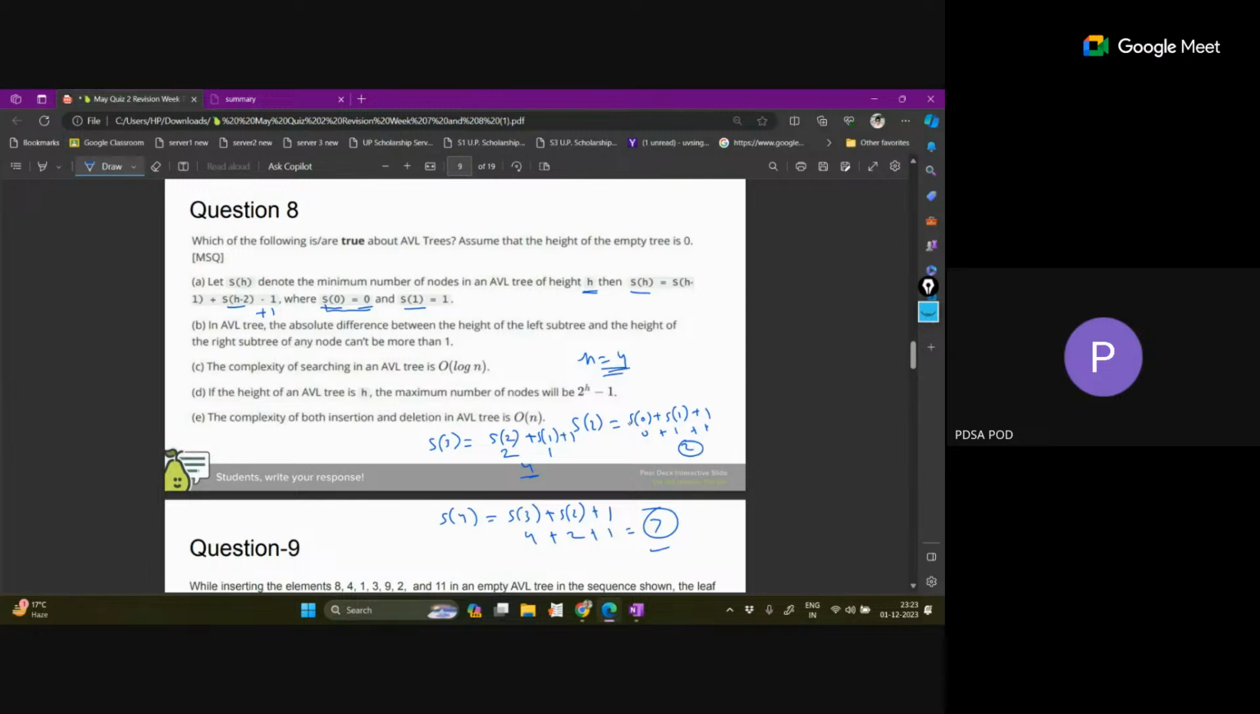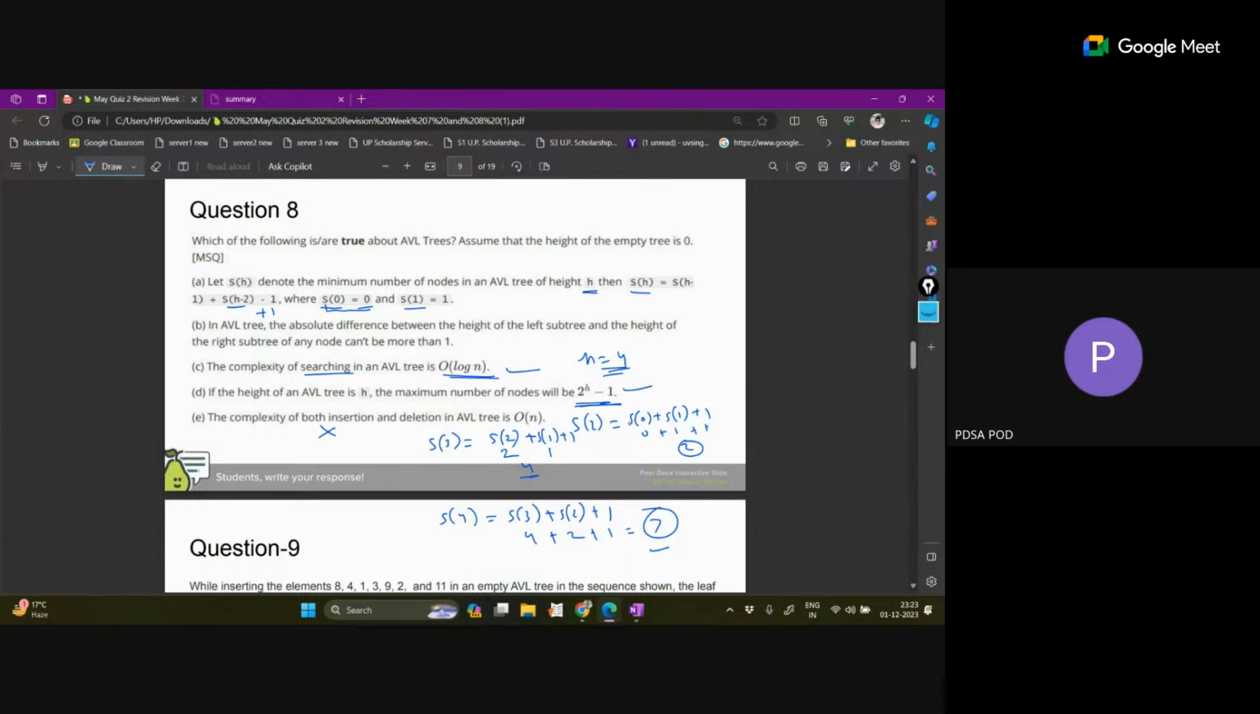And for the maximum, the formula will remain the same, 2 to the power h minus 1. This is for the full binary tree, the maximum number of nodes. Because this AVL tree is a balanced tree, the searching operation will be performed in log n time, so this is also true. The complexity of both insertion and deletion being otherwise is not true, because insertion and deletion operations will also be performed in log n time, because our tree is balanced.